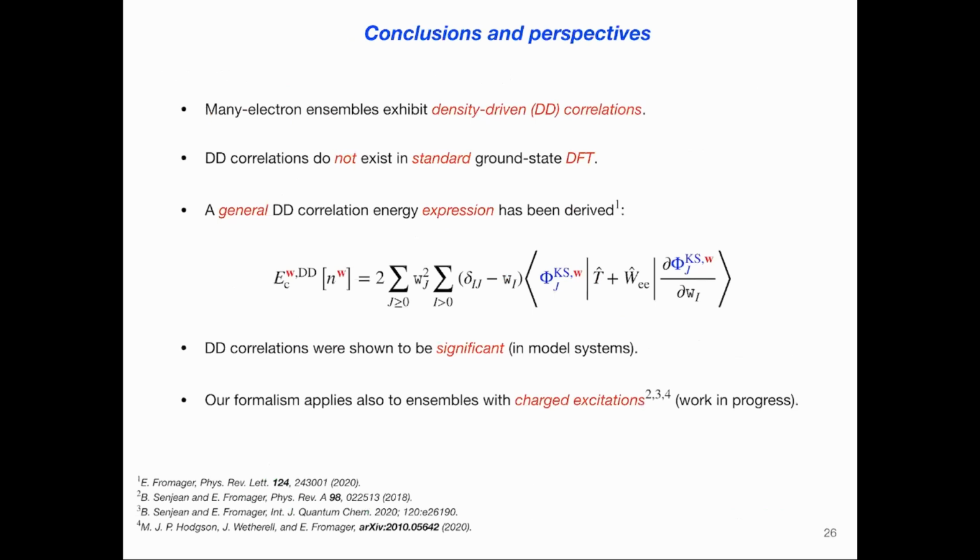Okay, so with that, I'd like to conclude the talk. So I think you got the message. Many-electron ensembles exhibit a very particular type of correlation effect that again do not exist in regular ground state DFT, and these effects are called density-driven. One important thing now is that I think we have a way to evaluate them in principle exactly, because we have a formula. And we know how we can get them from the linear response of the Kohn-Sham determinants within an ensemble, which is kind of nice.